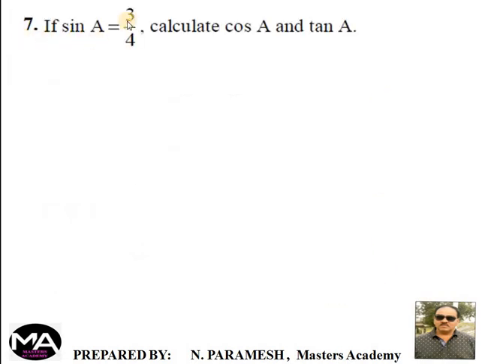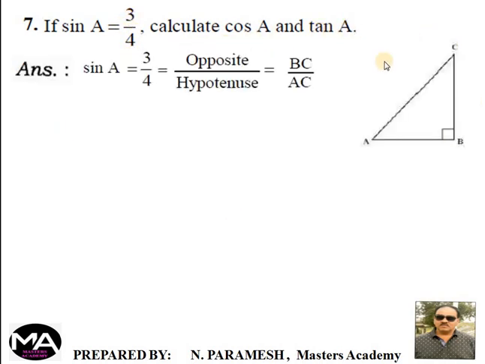Seventh question. If sin A is equal to 3 by 4, calculate cos A and tan A. Answer: right angle triangle. Angle A means BC opposite side, AB adjacent side, AC hypotenuse. Sin A is nothing but opposite side by hypotenuse, that is nothing but BC in the figure, BC by AC, that is given 3 by 4.